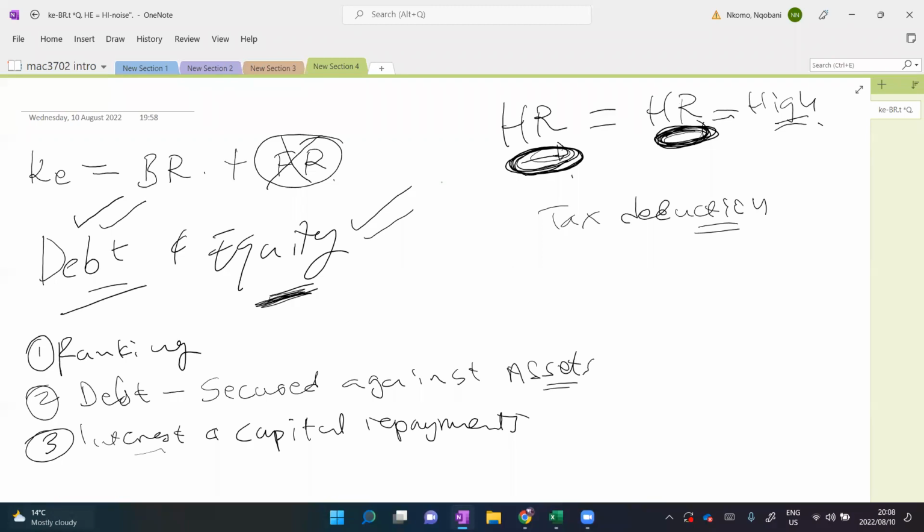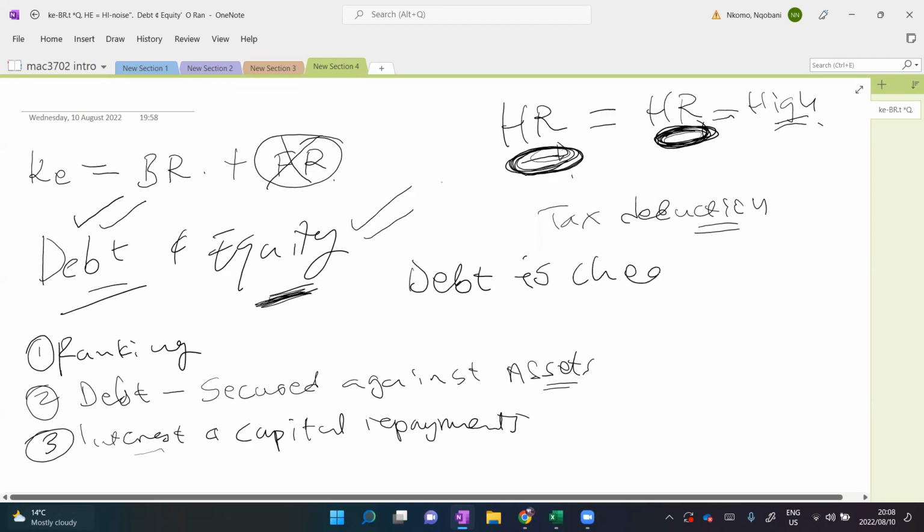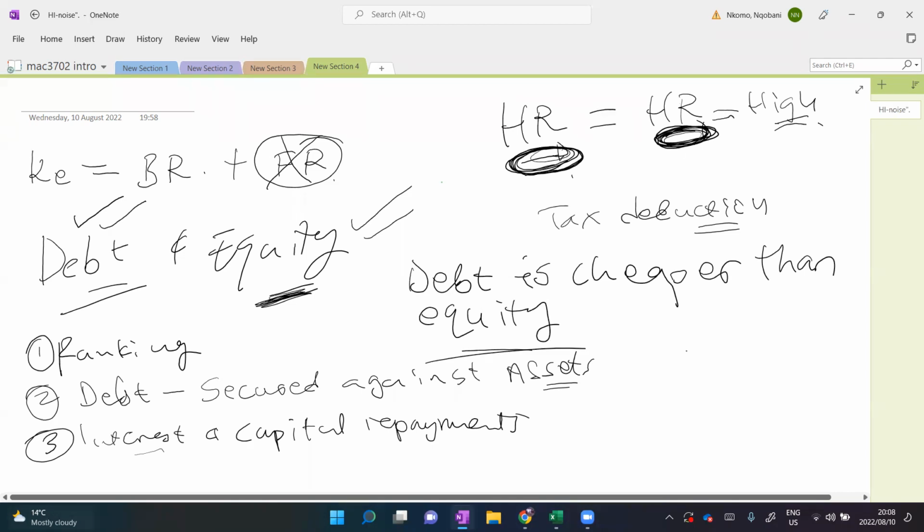Let me write it down in case of emergency. Debt is cheaper than equity. Why did we say that? Who can just help us there? Good people. Because debt gets paid first before equity. Right. So the first point that I want you to put is debt carries less risk than equity. That's the first thing that you need to look at.